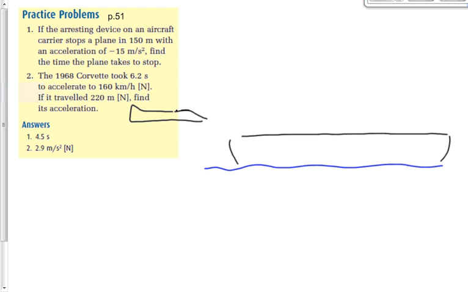I guess we need wheels to land, don't we? The plane's coming down to land on this aircraft carrier.